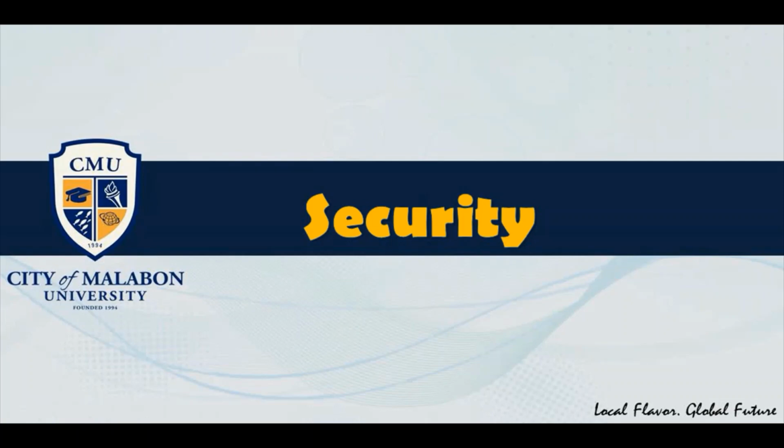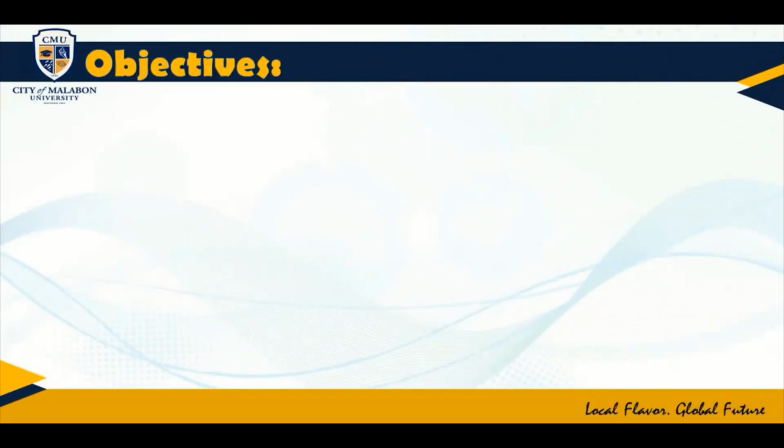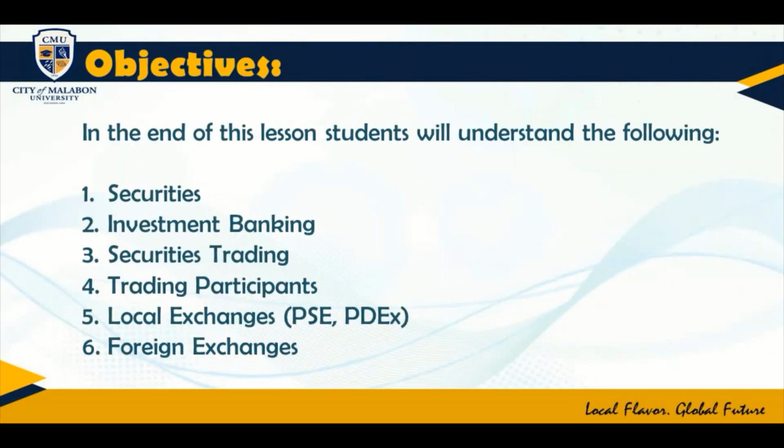For our lesson, we have the security. And these are the objectives. By the end of this lesson, you students will understand the following. First is the securities. Second is the investment banking. Third is the securities trading. Fourth, trading participants. Fifth, we also have local exchanges. And also we have the foreign exchanges.